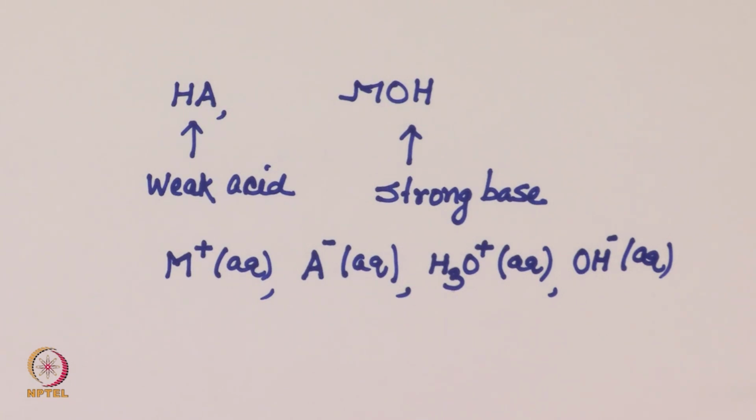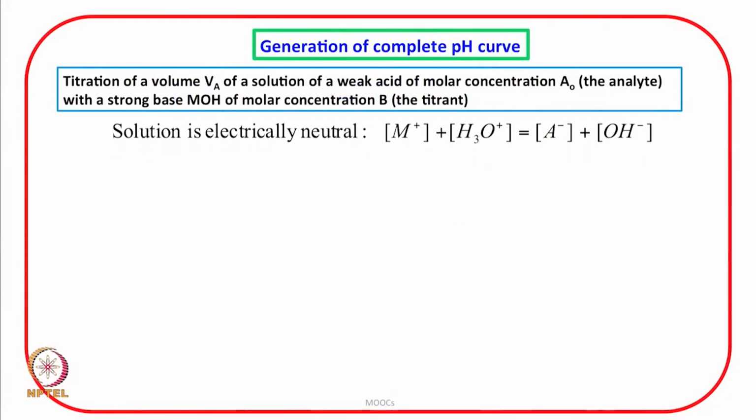Let us go to the slide. Since the solution is electrically neutral, this equation will hold, that is the total positive charge will be equal to total negative charge. We write in terms of the concentrations. Concentrations of whatever positively charged species, sum of that has to be equal to the sum of the concentration of all the negatively charged species.